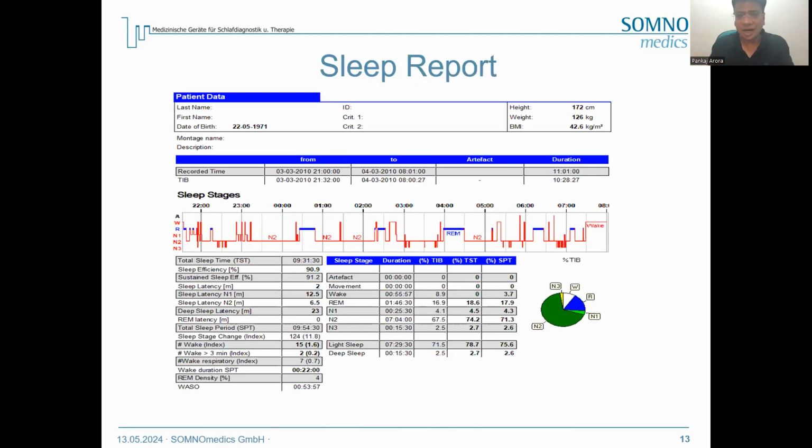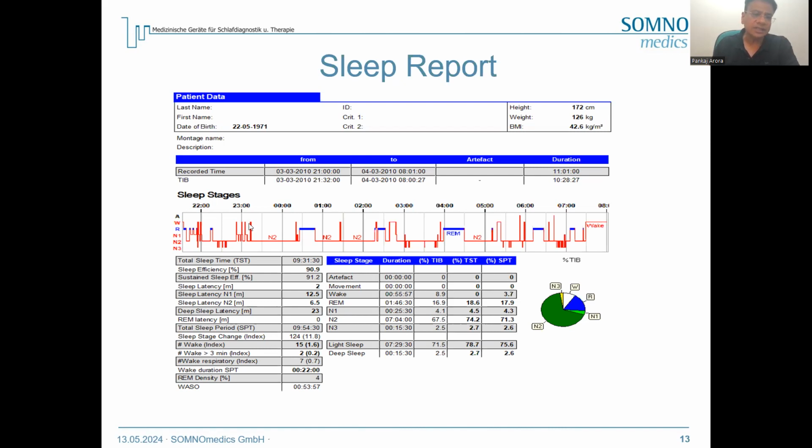So now this is how the sleep report looks. It will show you recorded time. Recorded time in this case was 11 hours, but time in bed, when we switched the lights off and told the patient to sleep, was much less, 10 hours and 28 minutes and 27 seconds. So in this particular case, you see this is the kind of sleep hypnogram.